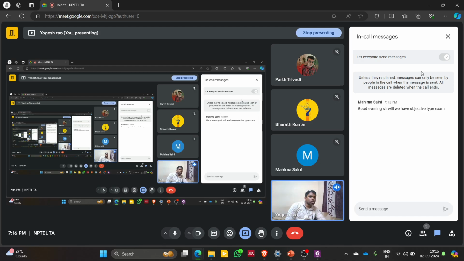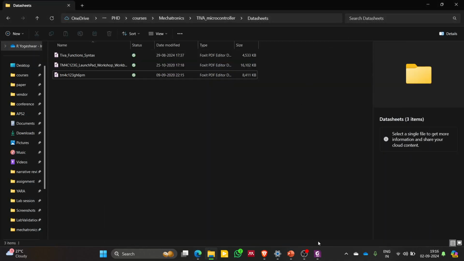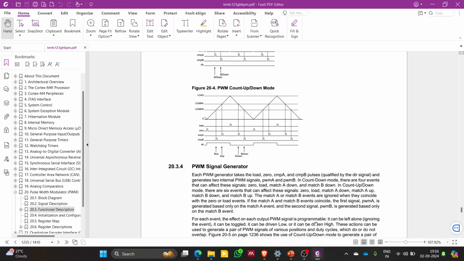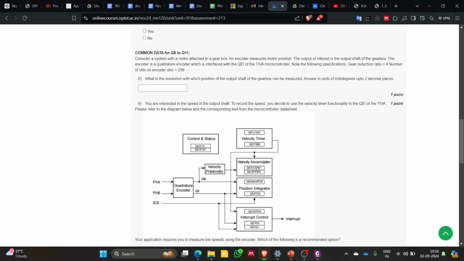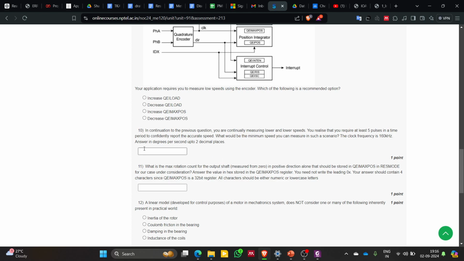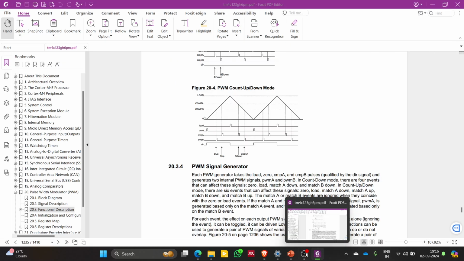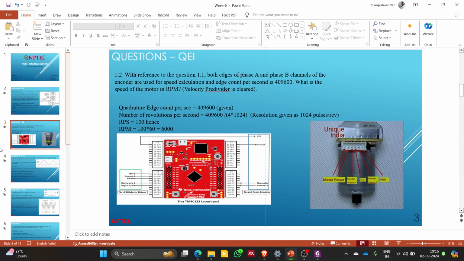Do we have an objective type exam? No, actually, you don't have an objective type exam. There will be a numerically based exam also. Just like it is given in this assignment, this type of numerical ability question can also be asked in the exam.